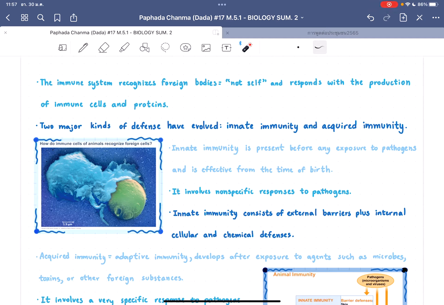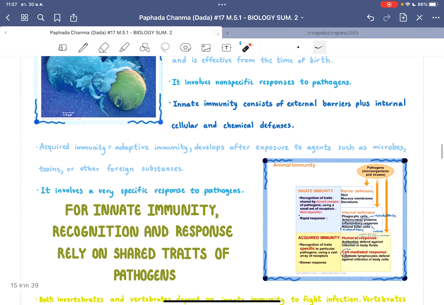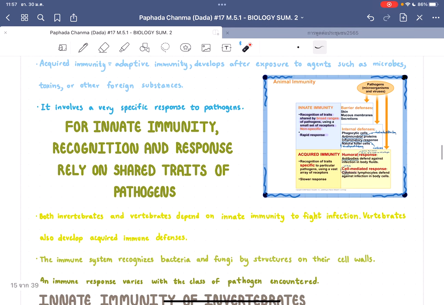Innate immunity is present before any exposure to pathogens and is effective from the time of birth. It involves nonspecific responses to pathogens. Innate immunity consists of external barriers plus internal cellular and chemical defenses. Acquired immunity, which is an adaptive immunity, develops after exposure to agents such as microbes, toxins, or other foreign substances. It involves a very specific response to pathogens.